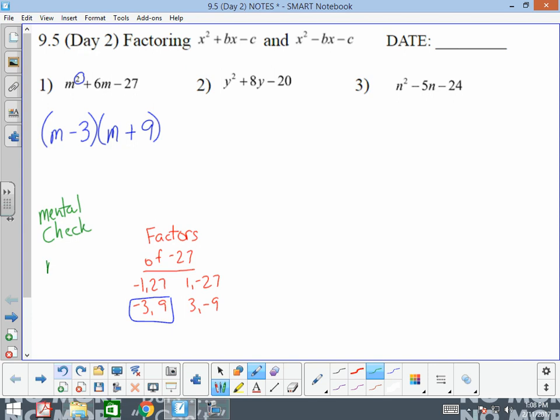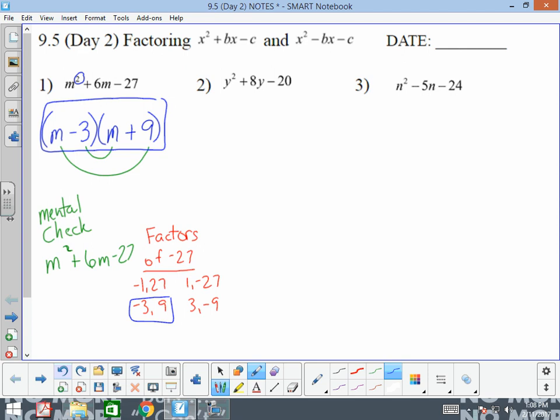And we get m squared. We have positive 9m and negative 3m. That's positive 6m minus 27. So that does check. So our final answer is m minus 3, m plus 9.